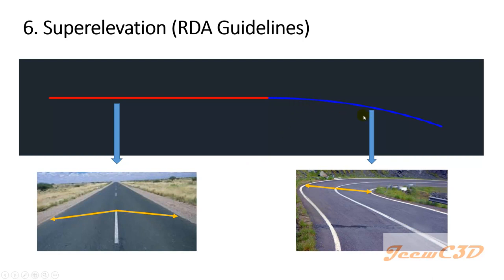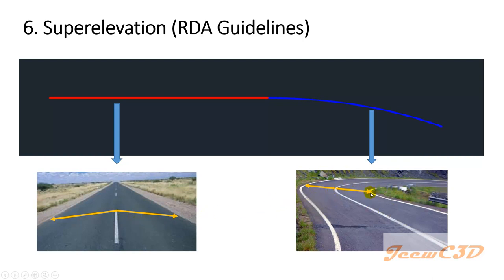When you come into the curve, to provide proper centrifugal force, we have to rotate this pavement in such a way that it provides the centripetal acceleration to counteract the centrifugal force. So in that scenario, your pavement will look like this. It will rotate like this. When the curve is rotating in this direction, we call it a clockwise direction curve. In this clockwise curve, you can see your right side is turned upward and your left side is turned downward.